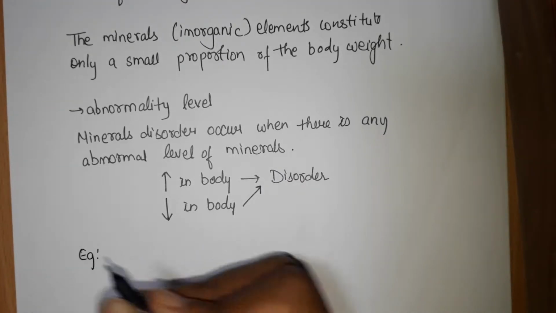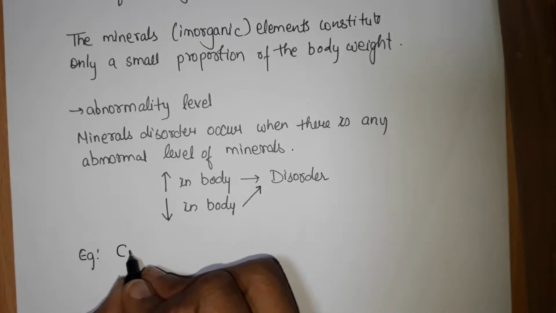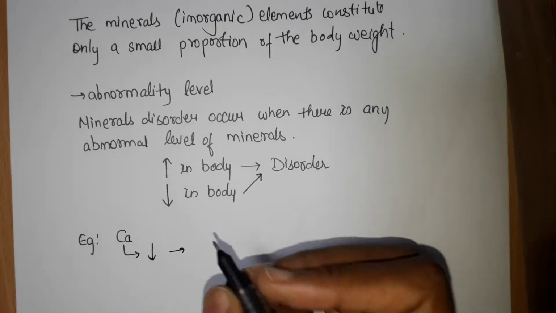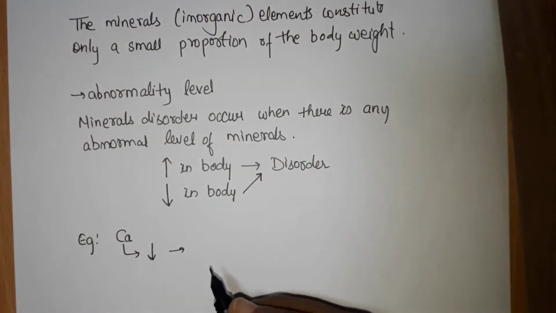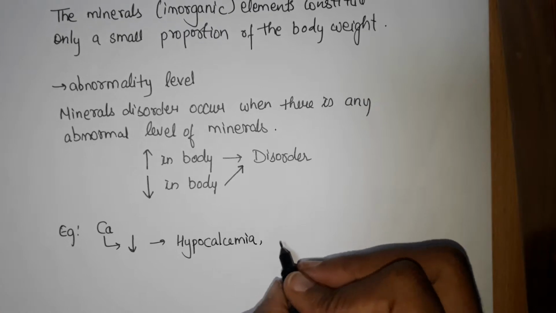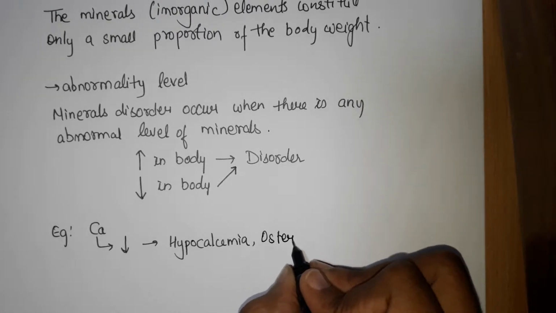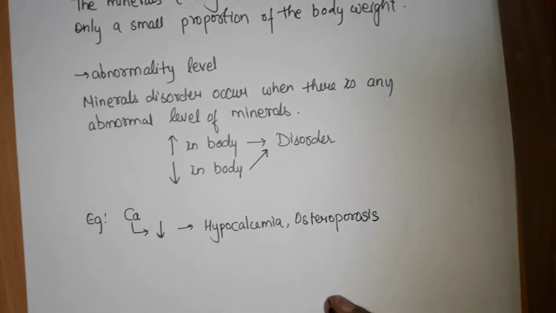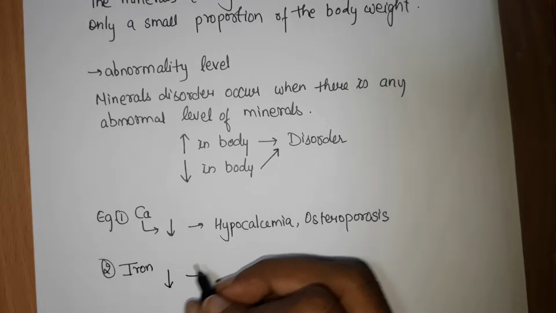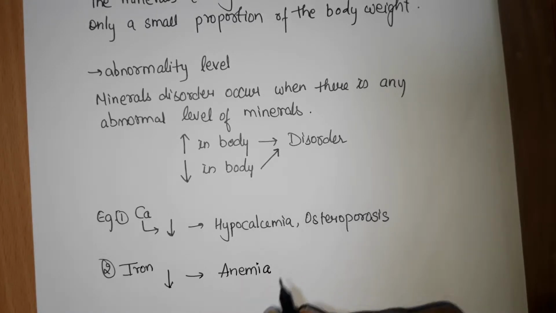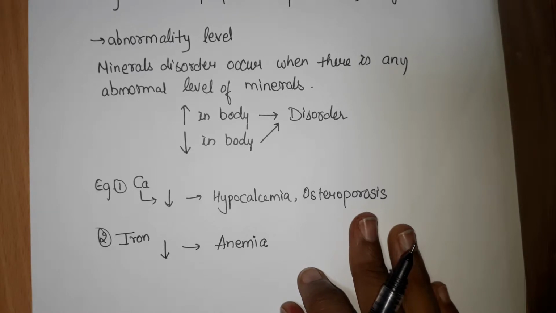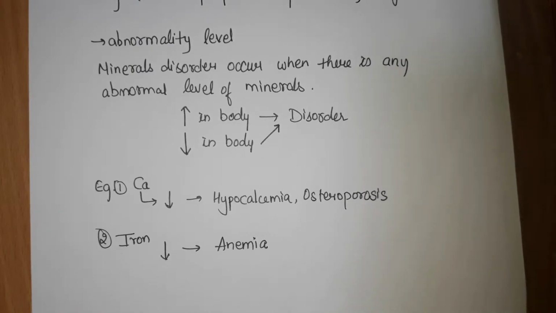Like example, the most abundant mineral is calcium. Okay, if there is a decrease in calcium level, the people get the disorder like hypocalcemia, or in elder people, osteoporosis. Next example, iron. I think you all know deficiency of iron leads to anemia. These are the two examples of minerals. There are many examples of minerals which I will tell you further one by one.